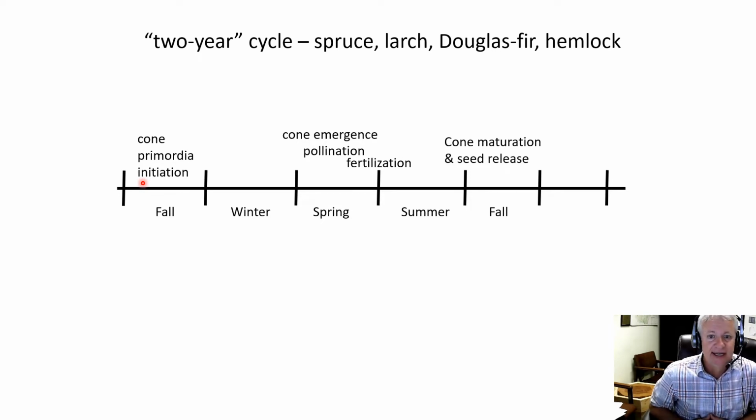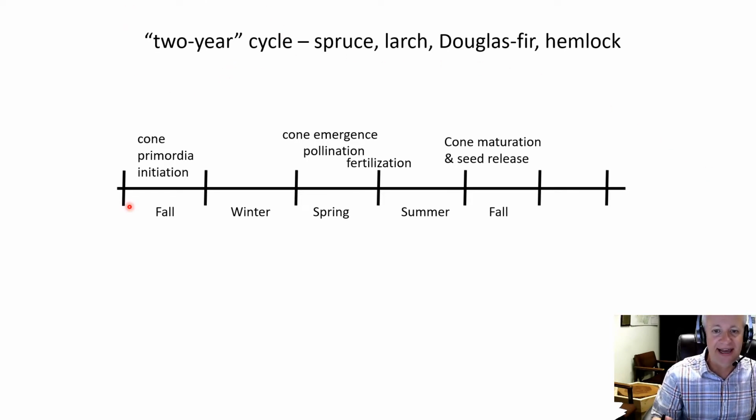So for instance, the 2-year cycle that is typically presented, that's typical of spruces, larch, Douglas fir, and hemlock, has timing very similar to angiosperm timing, where cone primordia are initiated in the fall. They overwinter in a bud. The staminate and ovulate strobili emerge in the spring, are pollinated and fertilized in the spring and early summer, and then cone maturation and seed release occurs in the fall. So that is typically presented in the textbooks as a 2-year cycle.